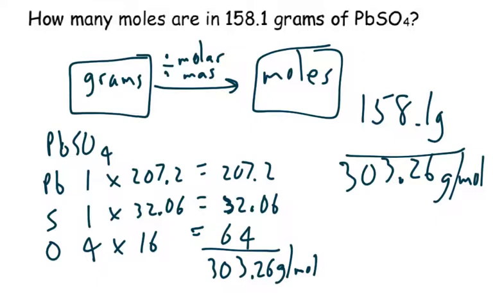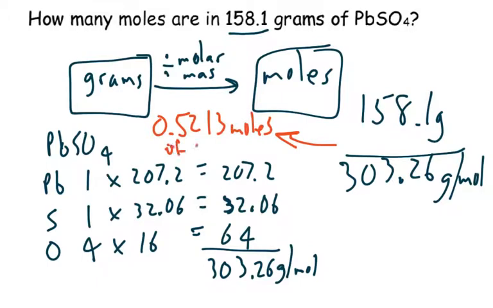You're going to go 158.1. We're going to divide that by 303.26. And since there are 4 significant figures in the question, we're going to round our answer to 4 significant figures. And we get an answer of 0.5213, and it'll be moles of lead. This will be Pb. Let me write that down. PbSO4. So 0.5213 moles will be our answer.